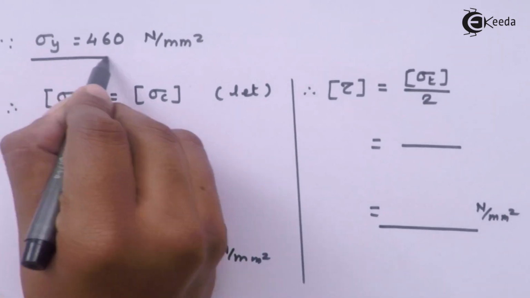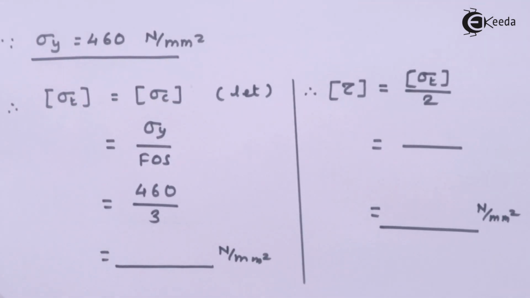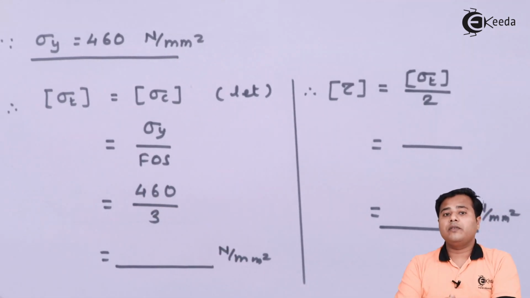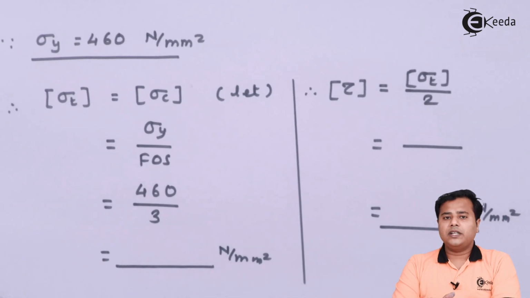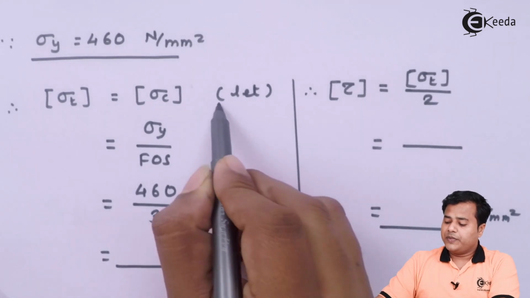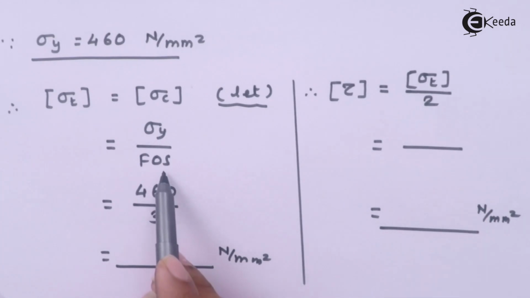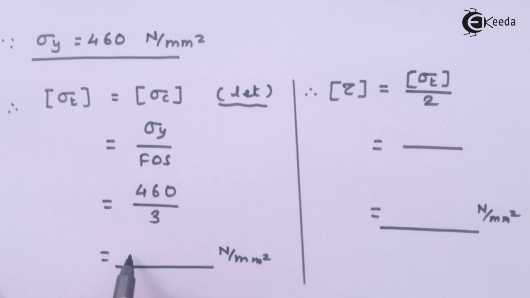We have been given the yield strength, 460 Newton per millimeter square, so that we can consider the allowable value of tensile stress. Now for the ductile material, which is the given material, compression and tension act almost similarly, and that's why their values are the same. So let us say they are equal, and hence the value will be the ratio of the yield strength to the factor of safety. If I sum up the value, I get somewhere around 153.33 Newton per millimeter square.